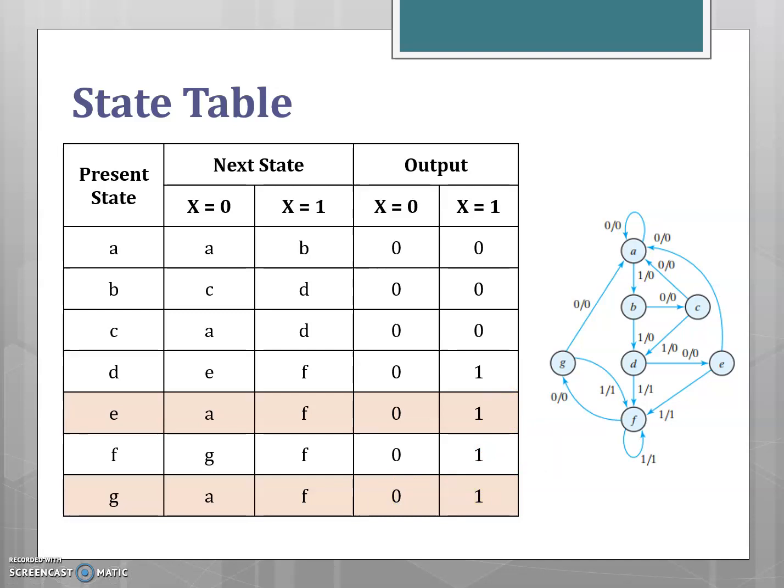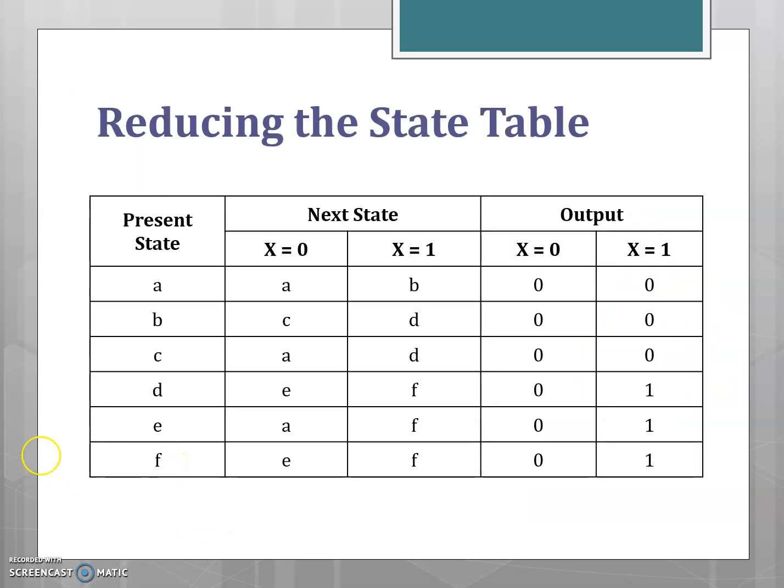So we can remove one of the states. I am going to remove the state G. On removing the state G, I can replace G by E, since E and G are equivalent states. So this is the reduced state table. I have eliminated the state G and replaced G with E.